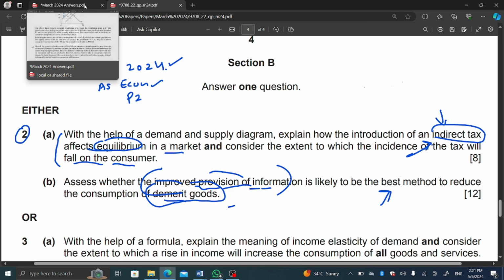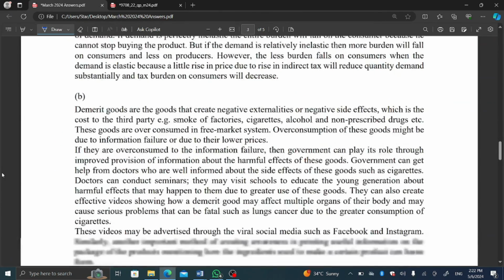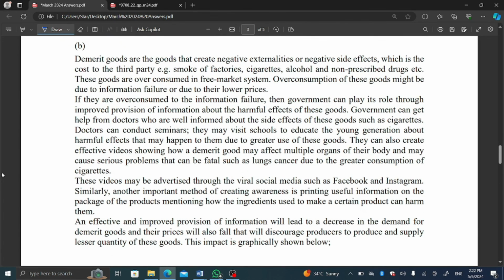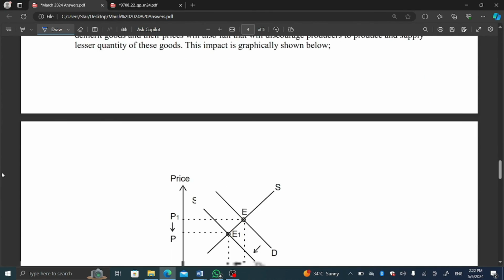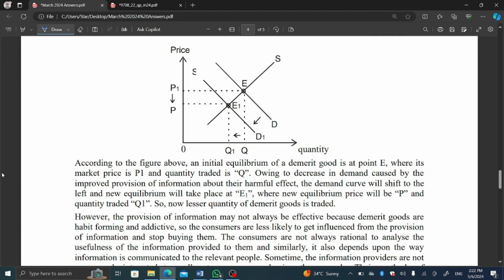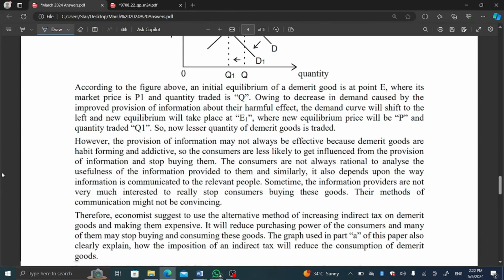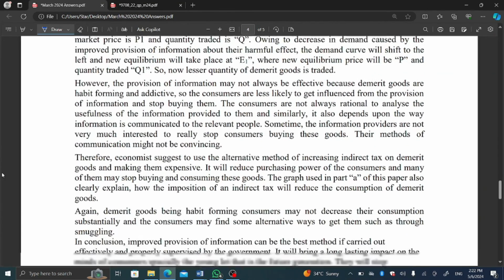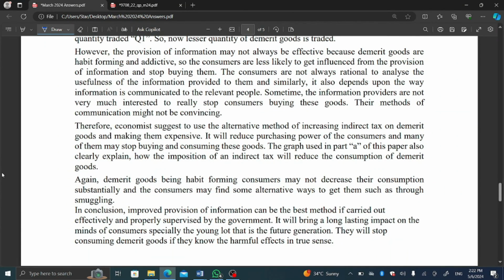Now look into the exact answer to this question. So this is the answer you can see on the screen. This is part B. You can start reading from here, and you can take the screenshot as well. And now moving to the next page. So this is the diagram that I was talking about. Provision of information will decrease the demand for demerit goods, and then its explanation. Read the answer carefully, and this is a complete answer for this question, and the answer ends here.